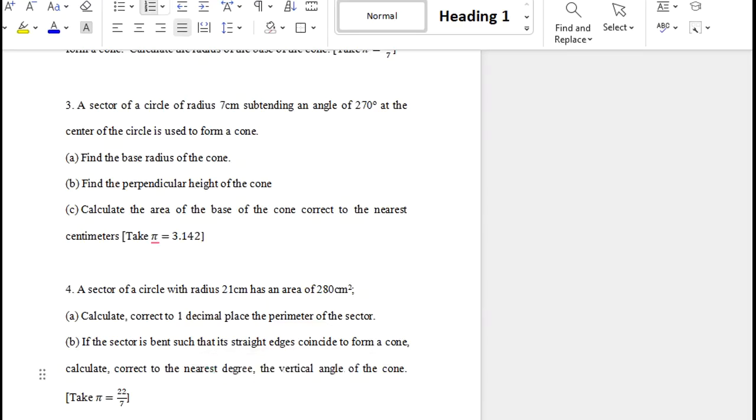So let's continue. A sector of circle with radius 21. Since this is a cone sector problem, I will have to change variables by using capital R. This R is still equal to the slant height of the cone that will be formed. Like I said, if there was no cone sector problem, no need for this capital R equals L. I will just use my small r all through.